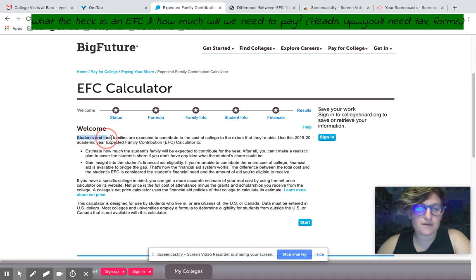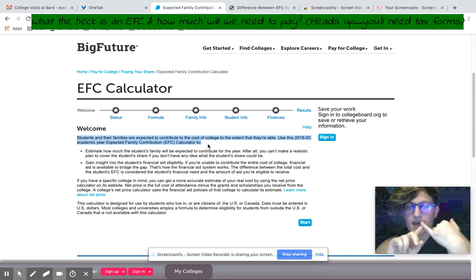Students and their families are expected to contribute to the cost of college to the extent that they're able. Use this 2019-20 academic year expected family contribution calculator to estimate how much the student's family will be expected to contribute for the year. Notice we don't say how much they can contribute, but how much they will be expected to. After all, you can't make a realistic plan to cover the student's share if you don't have any idea what the student's share could be.